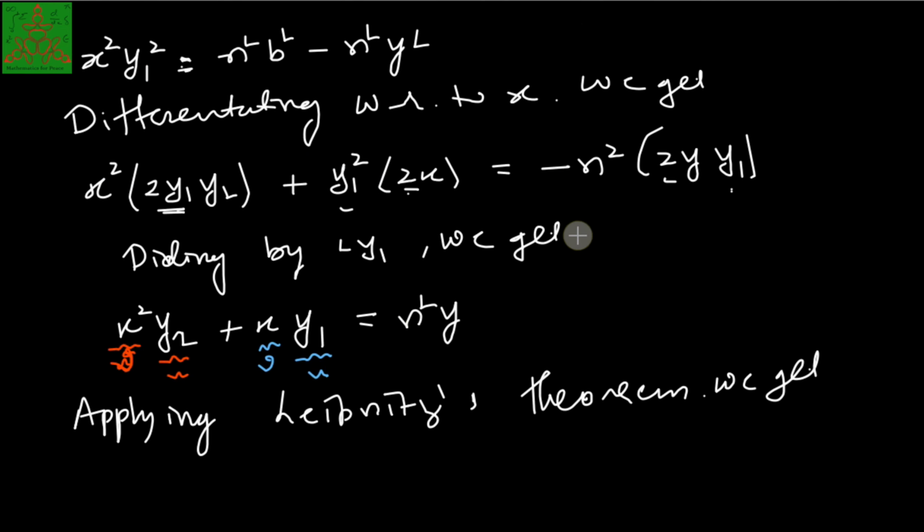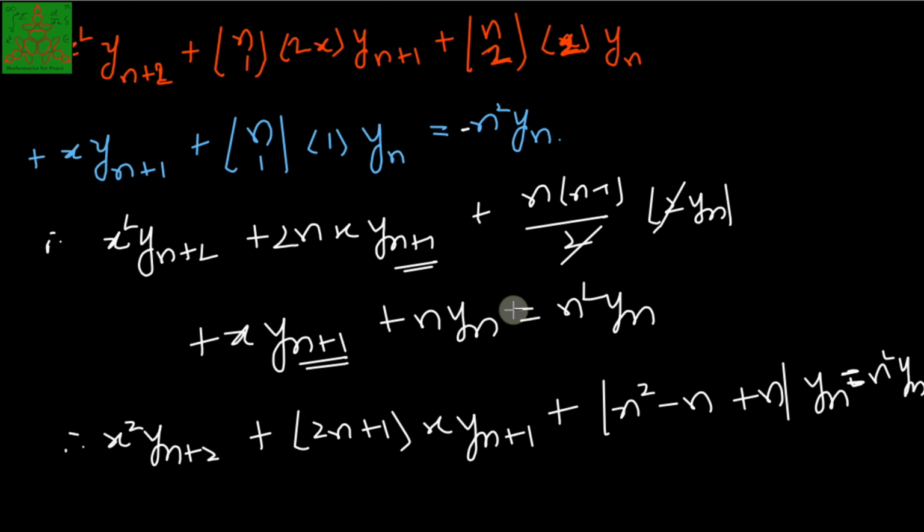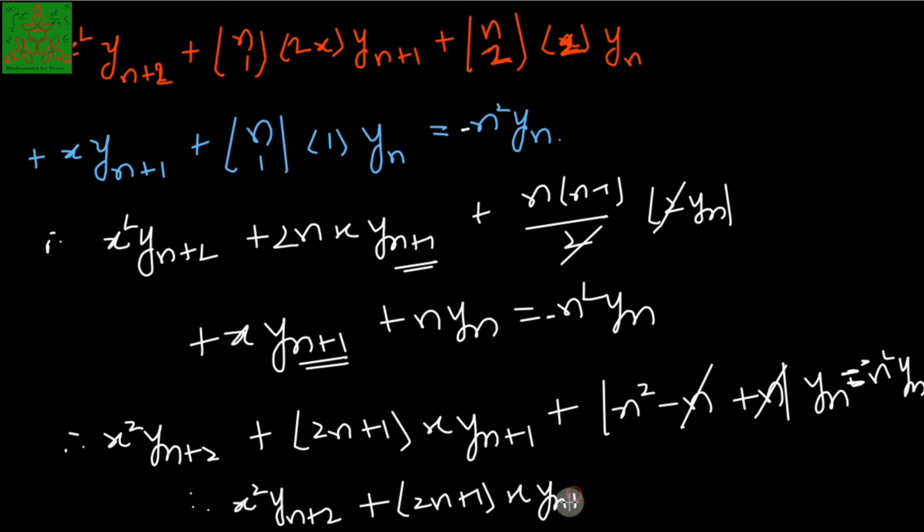But here, I think this minus sign I forgot. So this minus is here, the minus is also there. Here it is minus. So this n square, n is cancelled out, and so we will have x square yn plus 2, plus 2n plus 1 xyn plus 1. This is n square yn, and this minus n square yn will become 2 n square yn equal to 0.